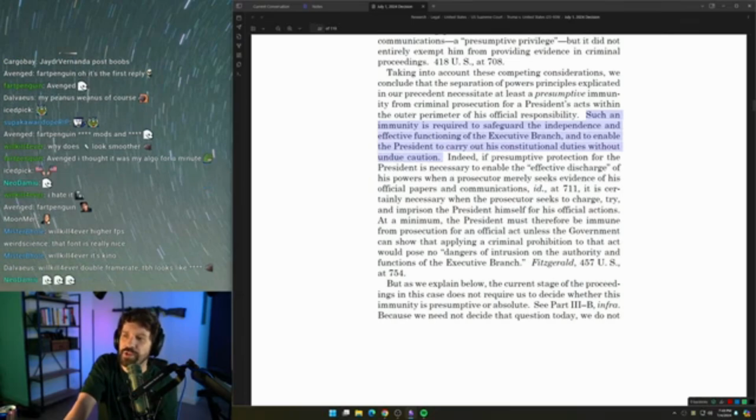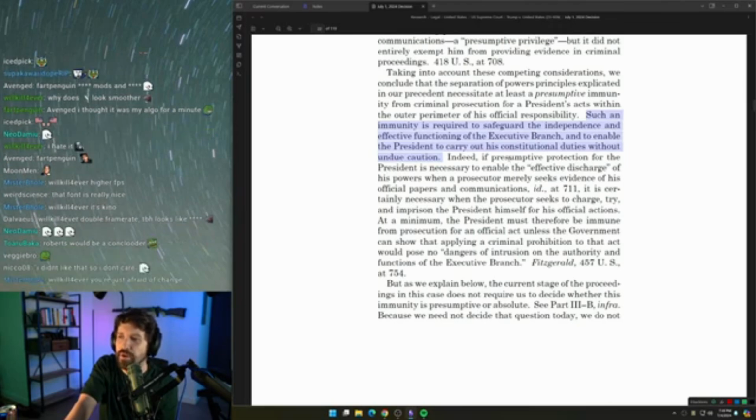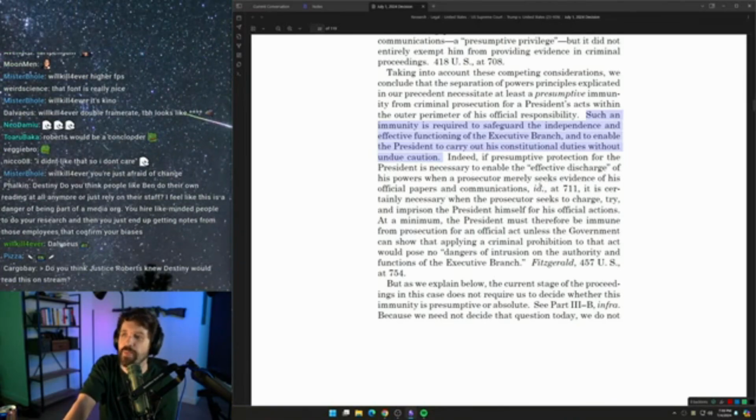Indeed, if presumptive protection for the president is necessary to enable the effective discharge of his powers when a prosecutor merely seeks evidence of his official papers and communications, it is certainly necessary when the prosecutor seeks to charge, try, and imprison the president himself for his official actions.